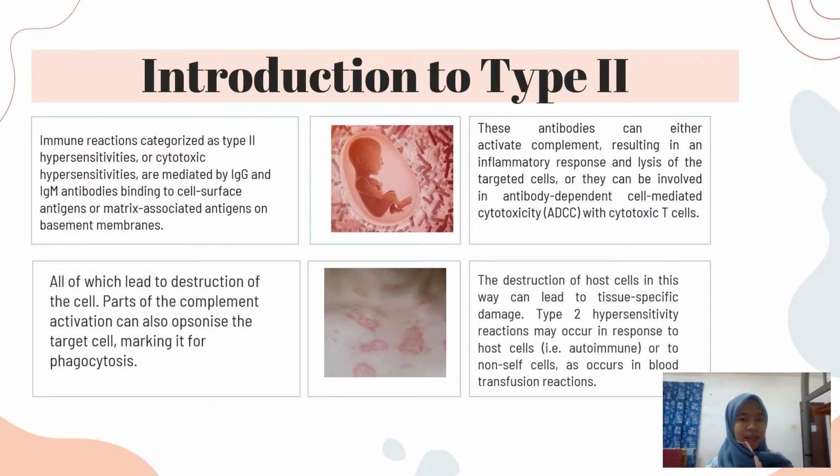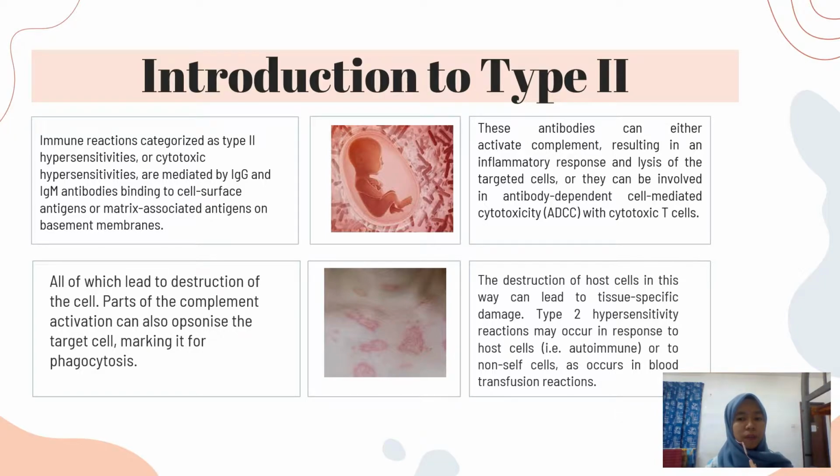Immune reactions categorized as type 2 hypersensitivities, or cytotoxic hypersensitivities, are mediated by IgG and IgM antibodies binding to cell surface antigens or matrix-associated antigens on basement membranes. These antibodies can either activate complement, resulting in an inflammatory response and lysis of the targeted cells, or they can be involved in antibody-dependent cell-mediated cytotoxicity (ADCC) with cytotoxic T cells, all of which lead to destruction of the cells.